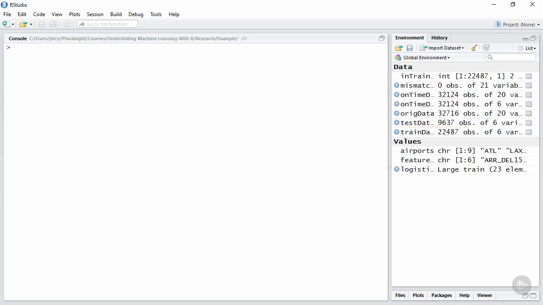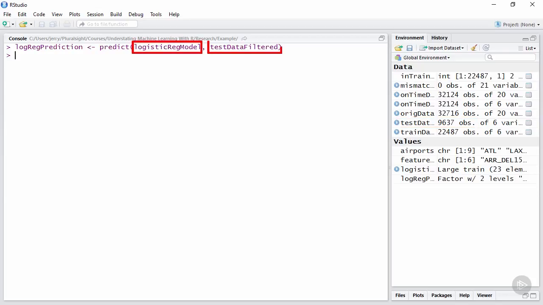We will do this by calling the predict function and passing to the function the trained model and the test data frame. The function will use the trained model to predict delays from the test data frame and return an object containing the predictions. Now that we have the prediction, we can evaluate how well the model predicts flight delays.